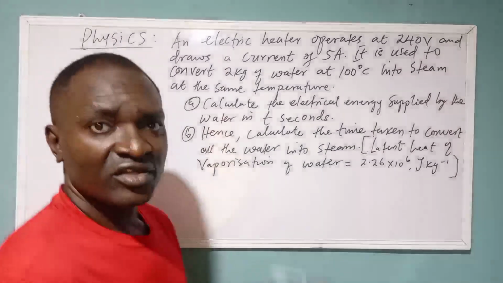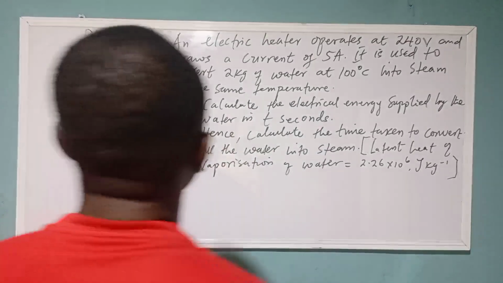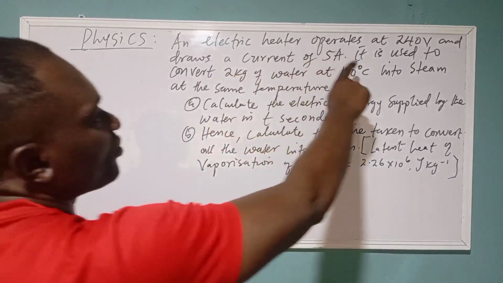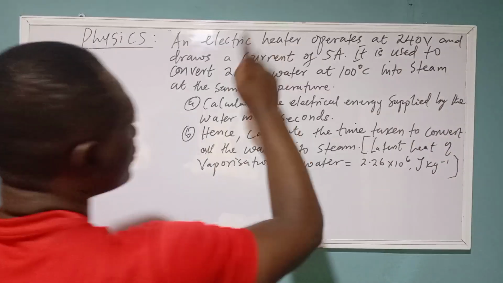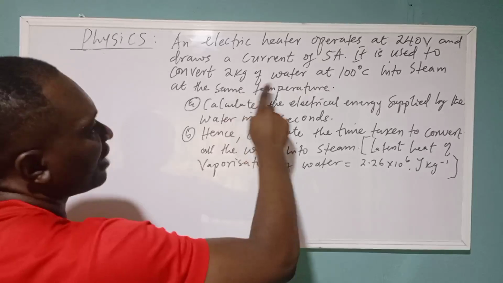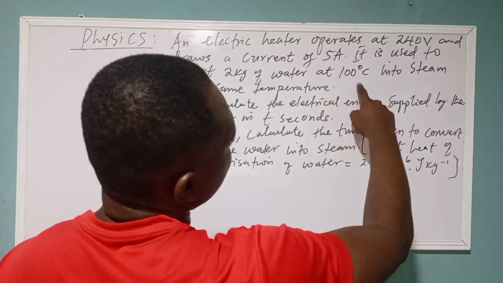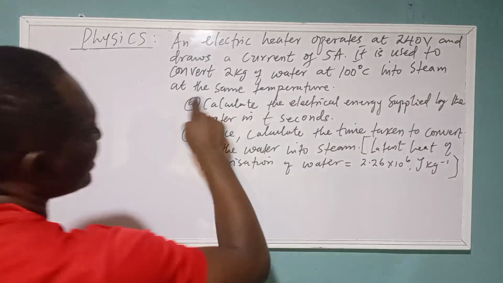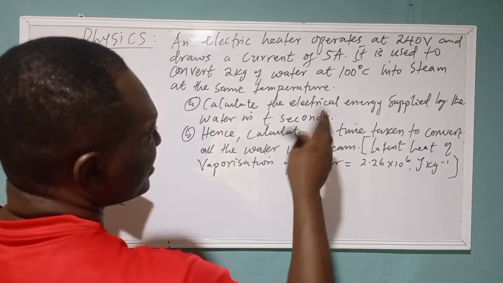Let me guide you on how to solve this interesting question today. An electric heater operates at 240 volts and draws a current of 5 amperes. It is used to convert 2 kilograms of water at 100 degrees centigrade into steam at the same temperature. Now, that means there is no change in temperature, right?